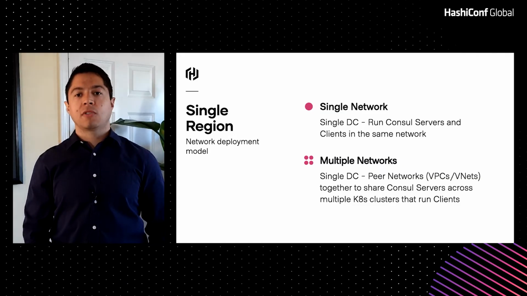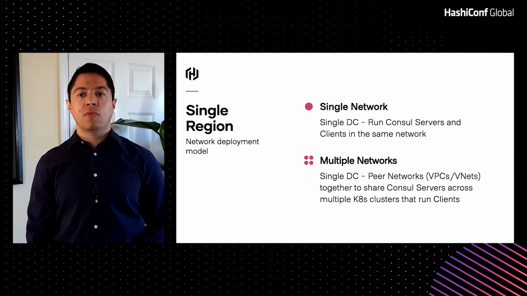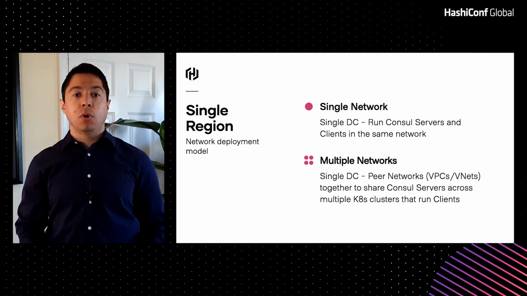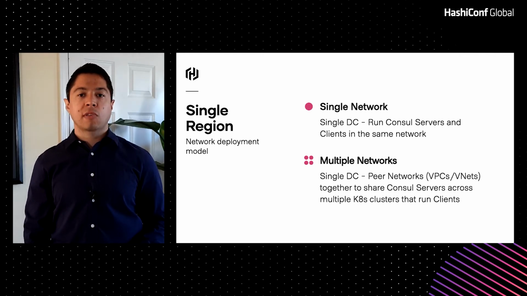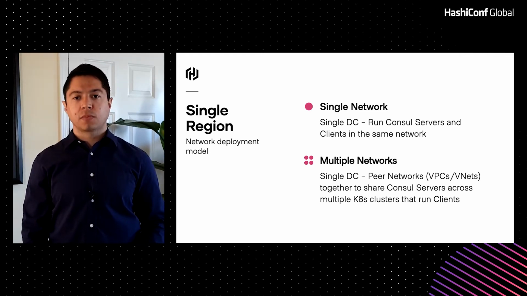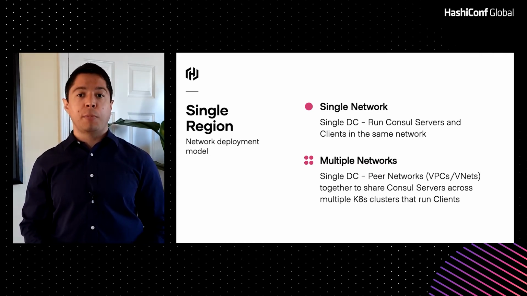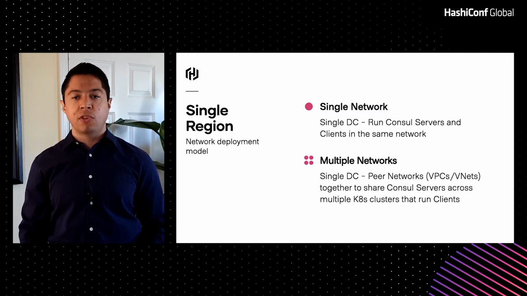Let's take a look at a couple of common deployment models for Consul. A basic deployment of Consul consists of a set of Consul servers deployed within a single region, otherwise known as a data center. Consul clients can either be deployed on the same IP network as the servers or across different IP networks connected through VPC peering. Multi-network deployments are common in organizations that provide Consul as a service to multiple application teams or to different business units.